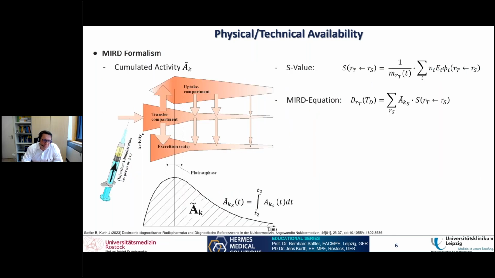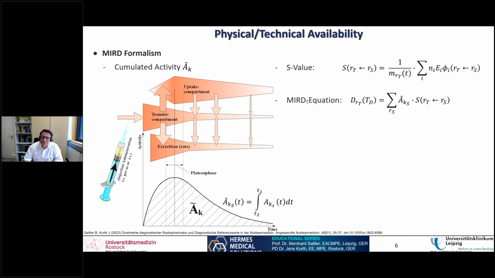We have to predict the accumulated activity. Here is a little graph on how we, in terms of compartments, imagine that. And then we have the so-called S value that most of you will be familiar with. That is actually the fraction of the energy that is transferred by a source to a target and will be absorbed by the target, depending on the number of these decays, of the energy, and even that fraction.